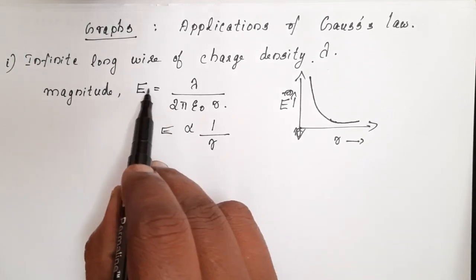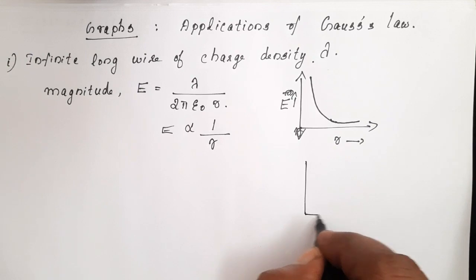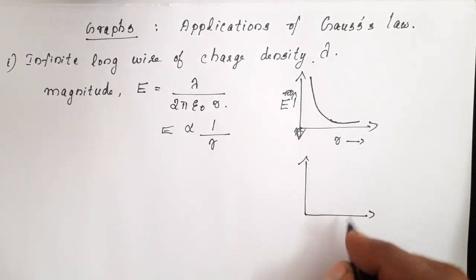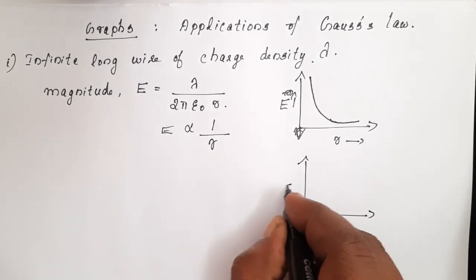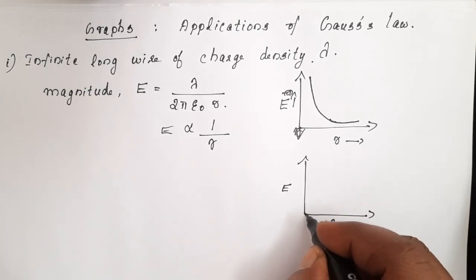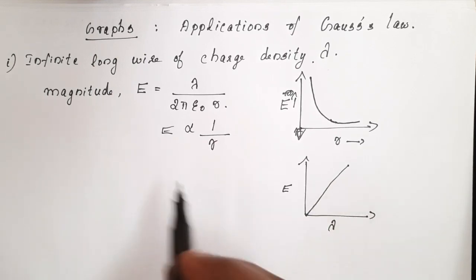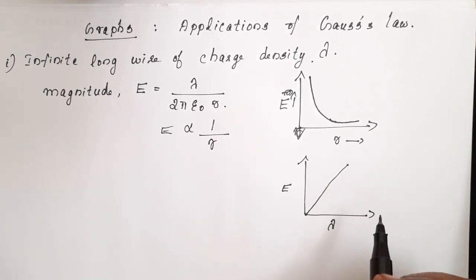Or if we are drawing a graph with lambda, sometimes it may ask like that also, what will be the shape of the graph? Because E is directly proportional to lambda, surely that graph will be what? A straight line. Okay, so you'll have a straight line graph if we draw it with lambda.